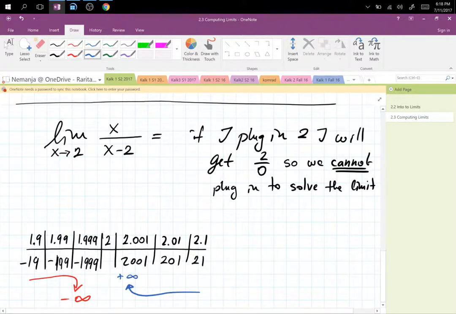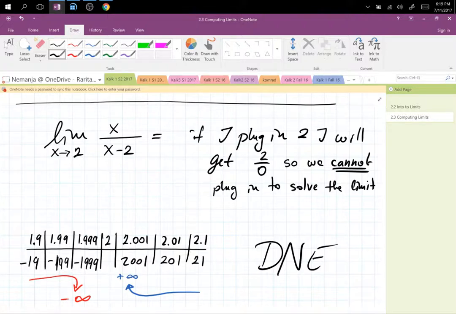So what do we conclude? Does not exist, very good, because they don't match. One side goes to negative infinity, one side goes to positive infinity. They don't meet at the same number. If they both go to positive infinity, the answer will be that the limit is positive infinity. Cool, right? I like it.